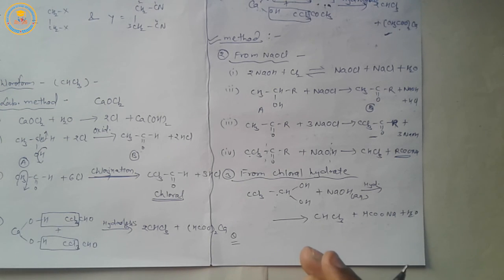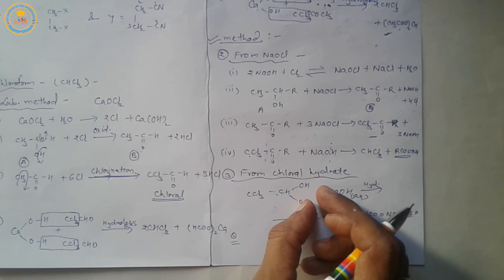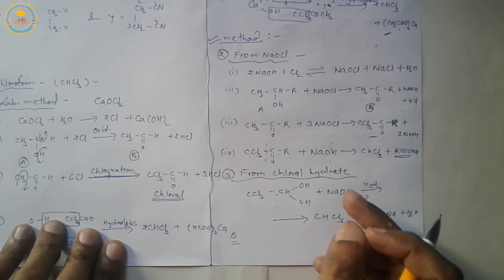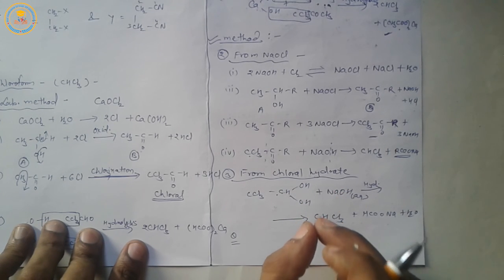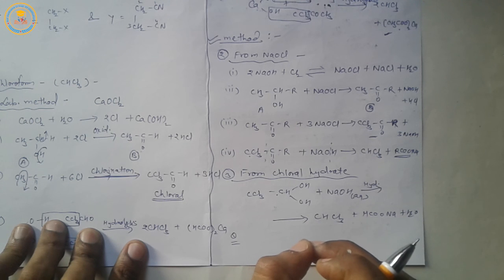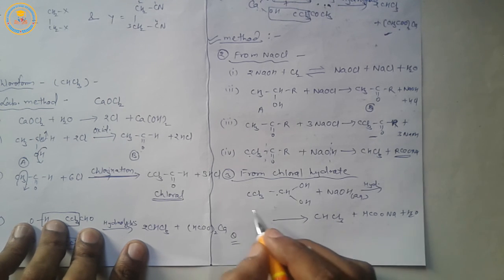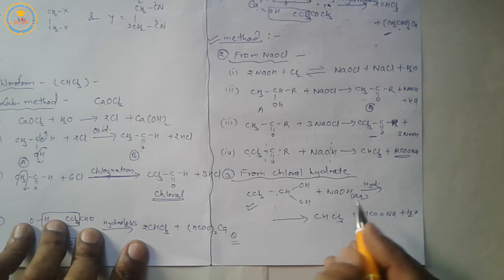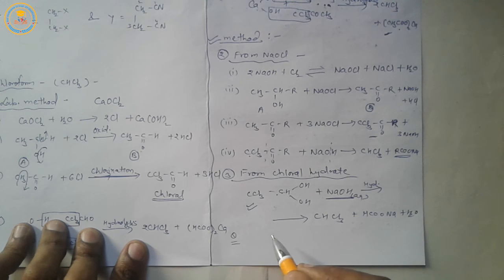Now we take a question for exercise: which is the best reagent to obtain pure chloroform? Very important. The solution will be chloral hydrate and aqueous NaOH.